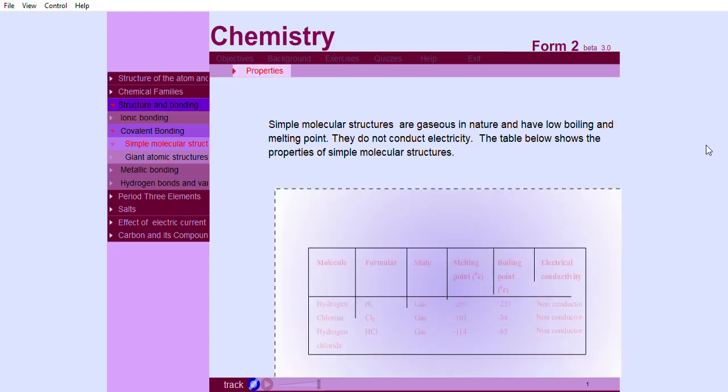Simple molecular structures are gaseous in nature and have low boiling and melting points. They do not conduct electricity. The table below shows the properties of simple molecular structures.